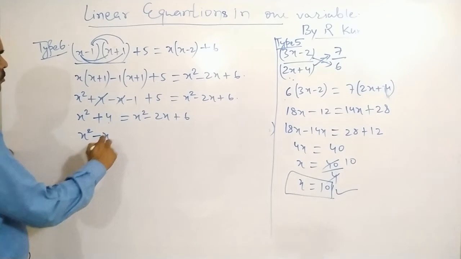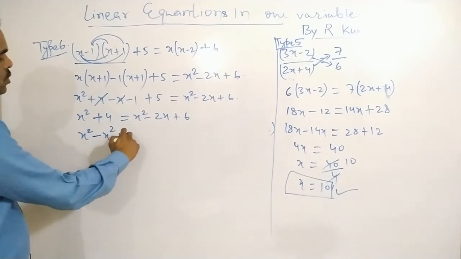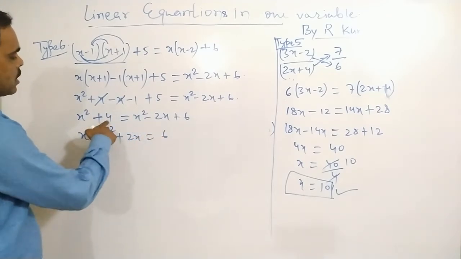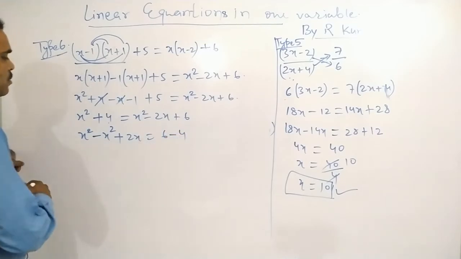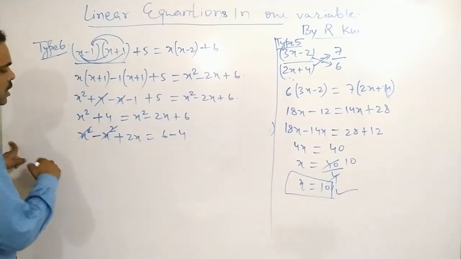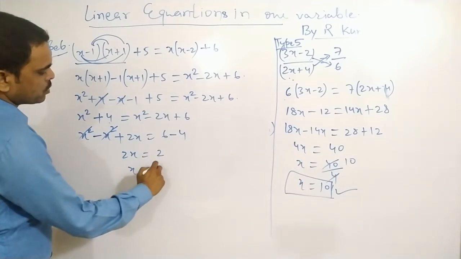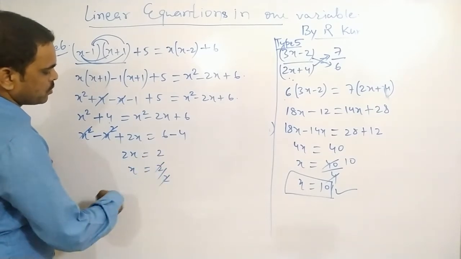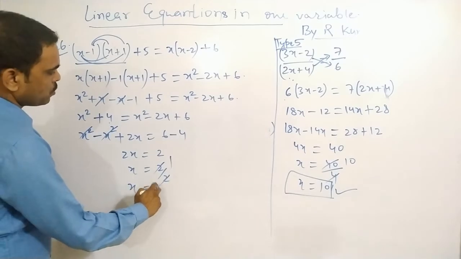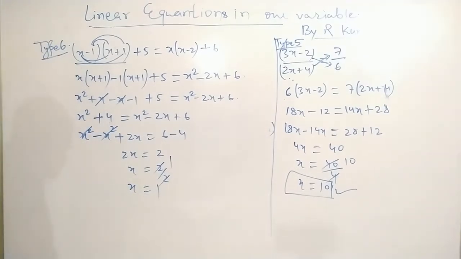x² will come with a negative sign, and + 2x = 6, and when we set the numerical value on the other side it will be minus 4. Now 2x = 2, and x will be equal to 2 by 2. It will be cut and x will be 1. So here we have got the value for x.